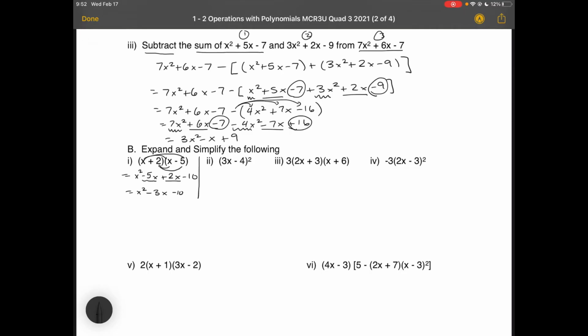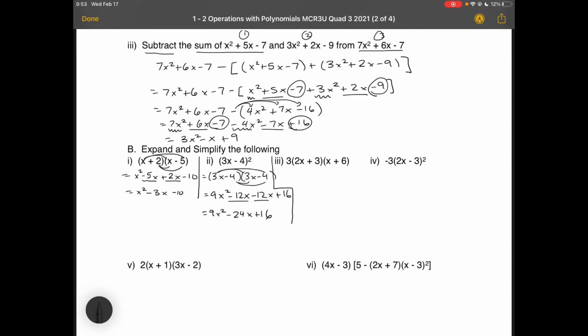So a little bit trickier. Now I'm starting off with 3x minus 4. This is actually the same as the first question because I have my bracket multiplied by itself. Again, I can apply FOIL: first, outer, inner, last. 9x squared minus 12x minus 12x plus 16, which I can simplify by collecting those two middle terms as 9x squared minus 24x plus 16.